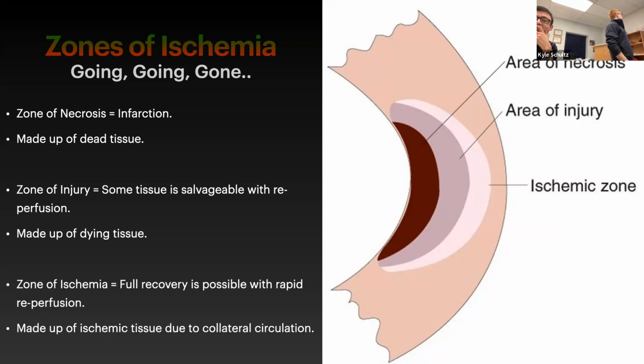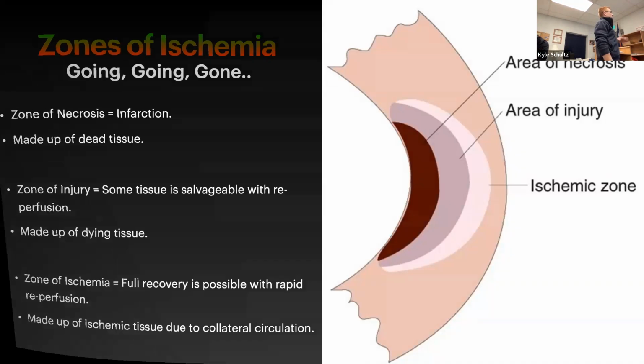This is going to be the zone of ischemia. This is where full recovery is possible with rapid reperfusion. So getting into that whole timeless tissue thing, it can be a pretty large area of the myocardium that can be brought back if we rapidly reperfuse that area.